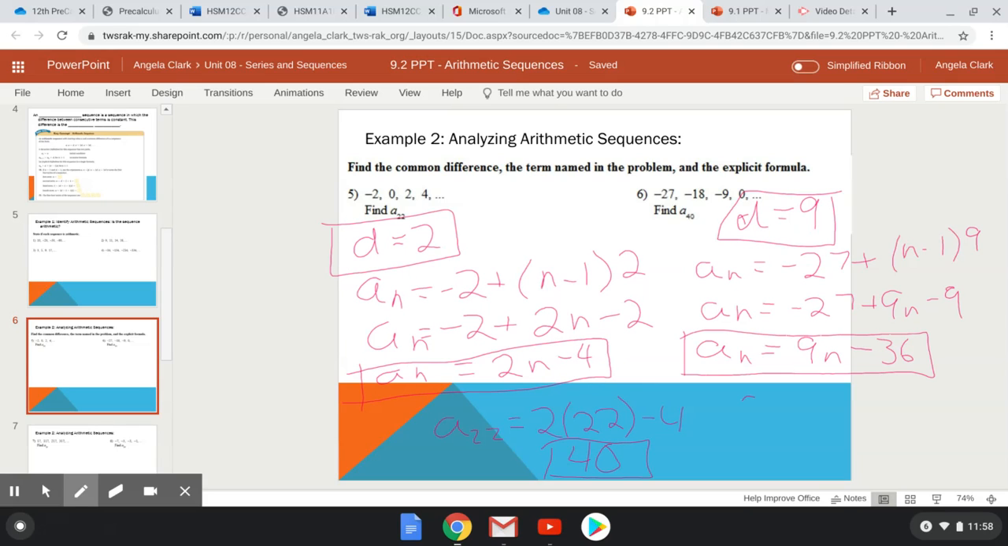And then the last thing I need to do is find A40. So I'm going to plug 40 in for n, so I get 9 times 40 minus 36. 9 times 40 is 360. And then 360 minus 36 is 324. So that's going to be my answer. That's the 40th term is 324.